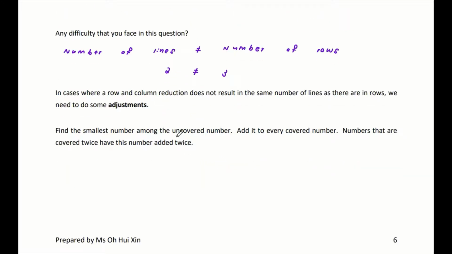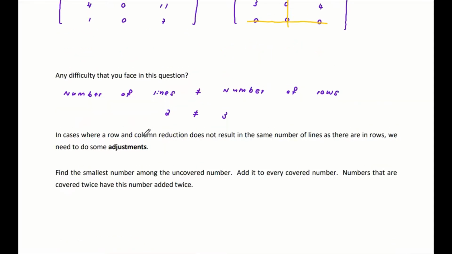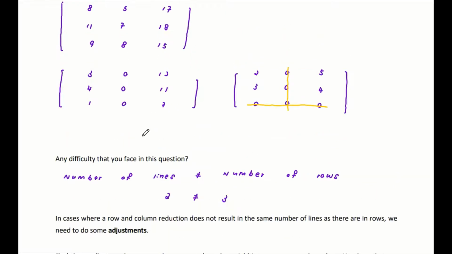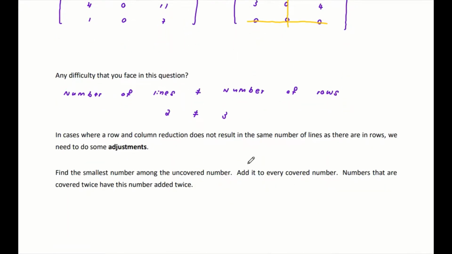So when we do the adjustment, the first thing is to find out the smallest number among the uncovered numbers. You can see in this case, by looking at this matrix, what is the smallest number among the uncovered numbers? 2, 3, 4, and 5 are all your uncovered numbers, right? And the smallest number that you have is 2. Is that okay? What we need to do next is add the smallest number to every covered number. The numbers that are covered twice will have this number added twice.